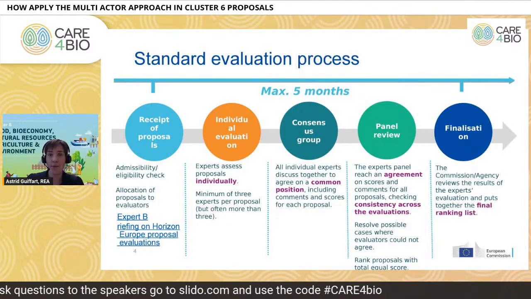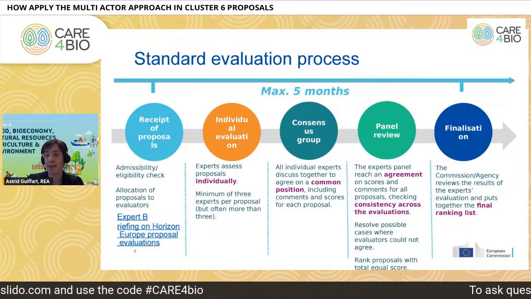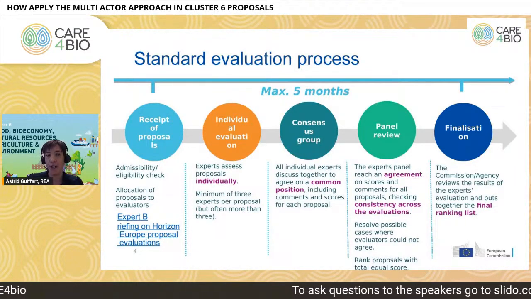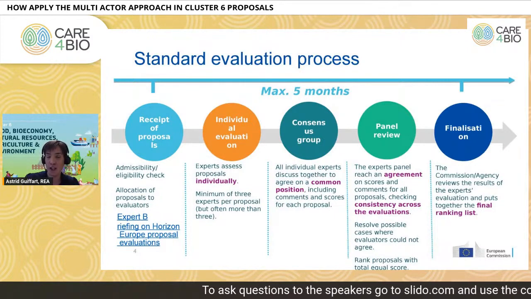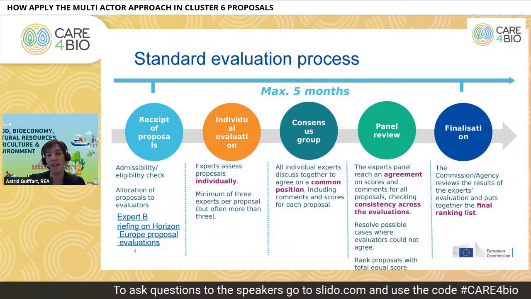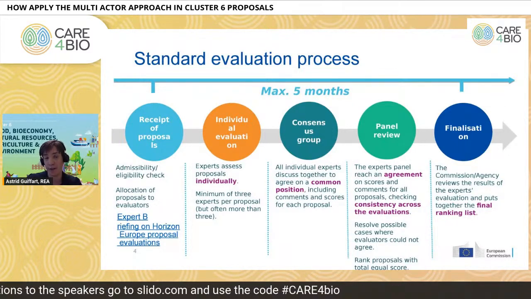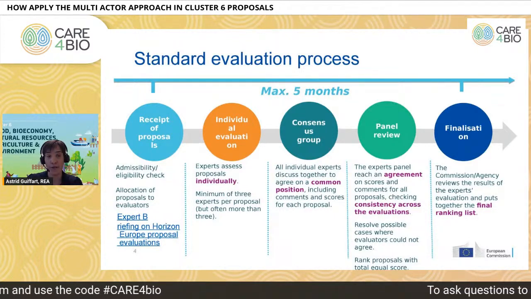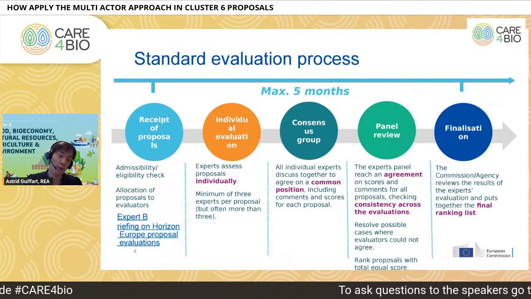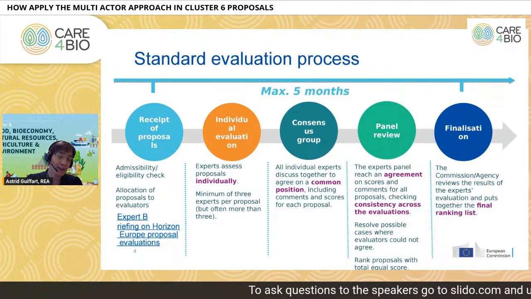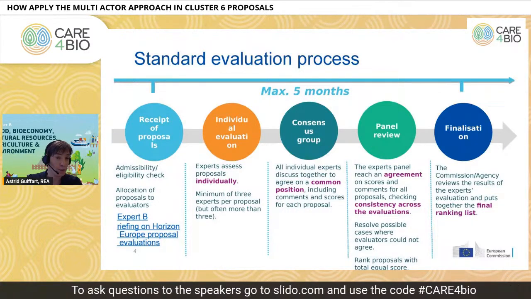So this is a slide presenting the standard evaluation process. We are starting from the receipt of proposals when the call is ending. We are proceeding with the admissibility and eligibility checks based on the topic requirements, and then we allocate the proposals to evaluators. You have a link here to the standard briefing for Horizon Europe proposal evaluation, where you can see all the guidance that is provided to evaluators, and it is a very useful reading for you.